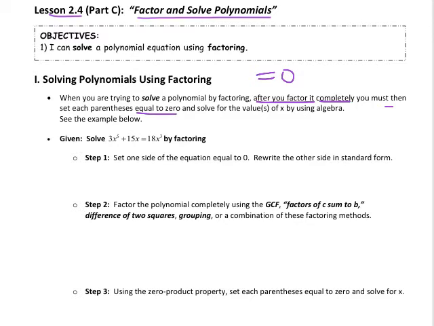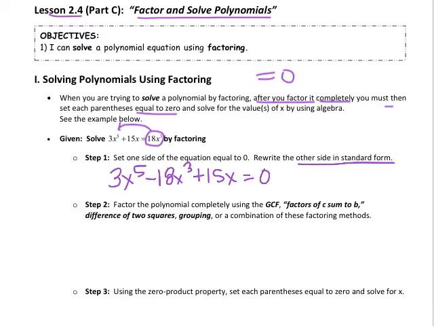So set one side of the equation equal to 0. So we have to get this over to the left side, and we want to make sure that we're going to write it in standard form. So if I move that over to the left, it's going to be a negative 18x to the third. So my standard form equation is going to be 3x to the fifth, since 5 is bigger than 3, and then negative 18x to the third plus 15x equals 0.